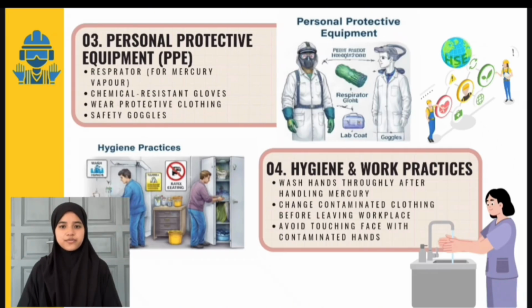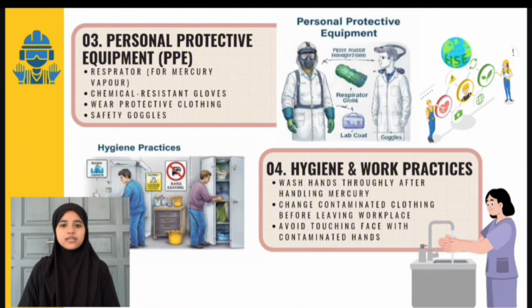Furthermore, personal protective equipment, or PPE, must be used as an additional layer of protection. Workers should wear gloves, masks or respirators, and protective clothing to minimize direct contact and inhalation of mercury. Finally, proper storage and disposal of mercury are very important. Mercury should be stored in sealed containers and handled carefully to avoid spills. Waste material containing mercury must be disposed of according to safety regulations to prevent environmental contamination.